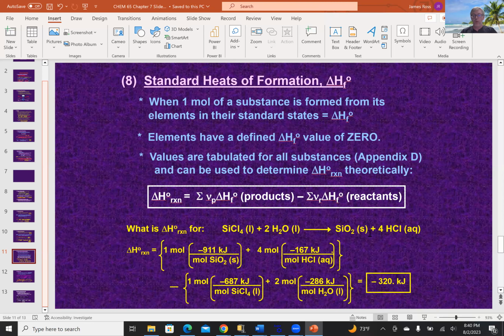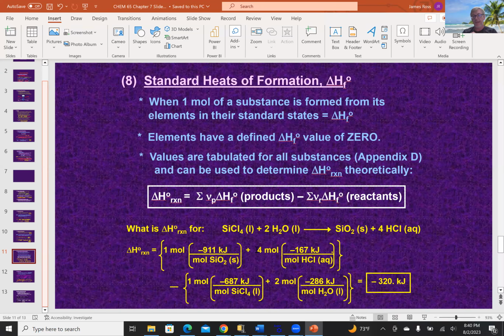So we want to take the standard enthalpies of formation of the products. Silicon dioxide. Where would you find this information? You'd find it in an appendix in a textbook or online. I've got 1 mole of silicon dioxide. I look up the enthalpy of formation of silicon dioxide and I find out it's 911 kilojoules per mole.